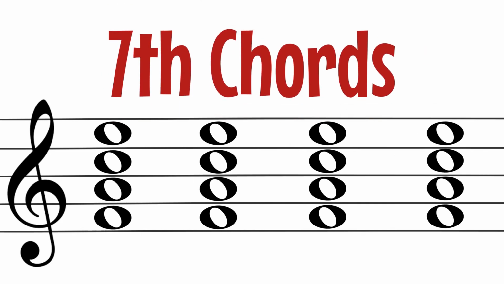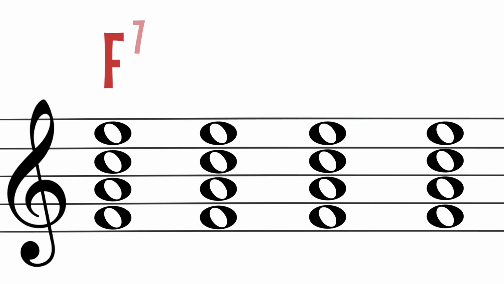Seventh chords add the seventh of the chord and also serve to provide harmonic variety. If you see the 7 alone, it signifies a lowered or minor seventh from the root note. This chord is also known as the dominant seventh chord.